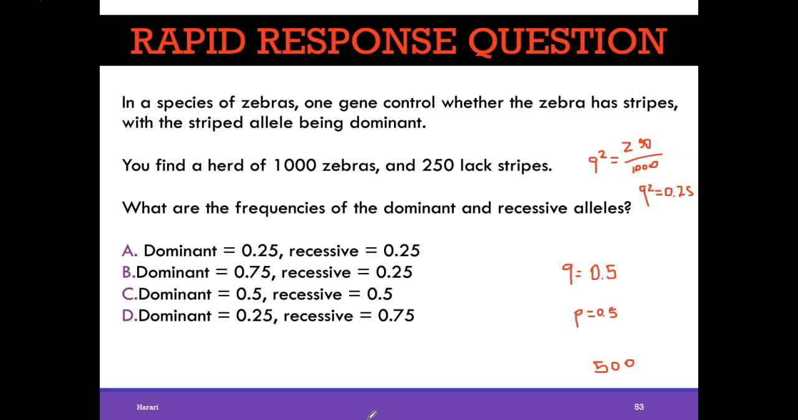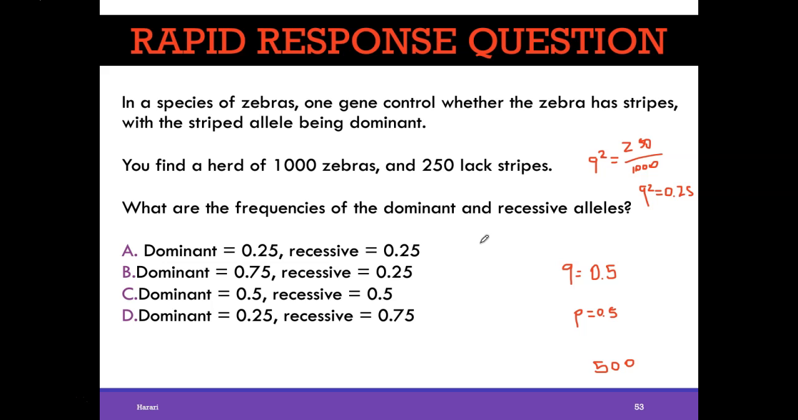So those are the kinds of problems you're going to be asked to solve on a quiz or exam. And again, what Hardy-Weinberg equilibrium is telling us is that if all of those assumptions are met, all of these zebras will always have the same proportion of striped to non-striped. And all the genotype frequencies will stay the same from generation to generation. Right? That's what Hardy-Weinberg is telling us. There will always be 50% heterozygotes of these zebras.